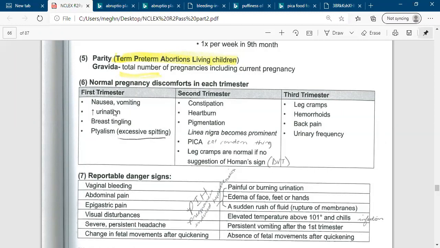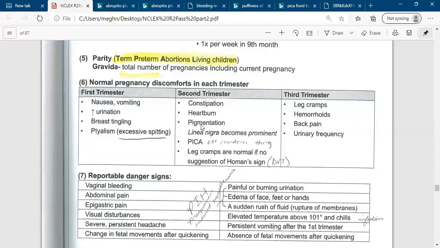And also the mother has an increased frequency of urine here. Also heaviness in the breast or a tingling sensation, right? And also excessive spitting. These are the common signs in the early trimester or early pregnancy.